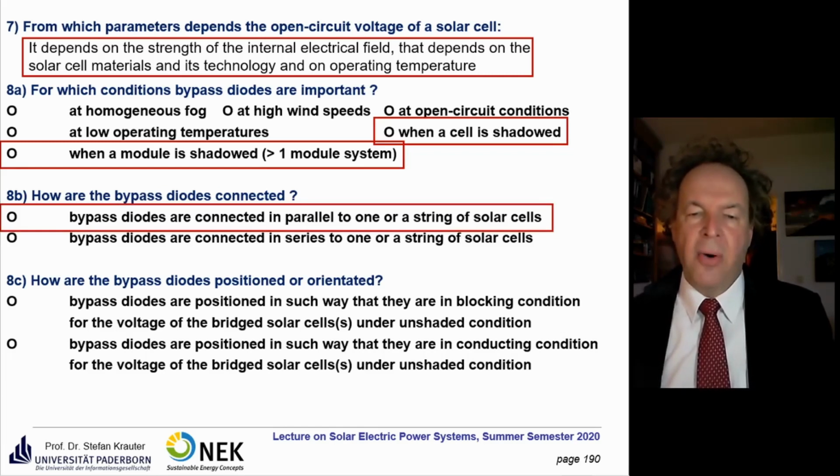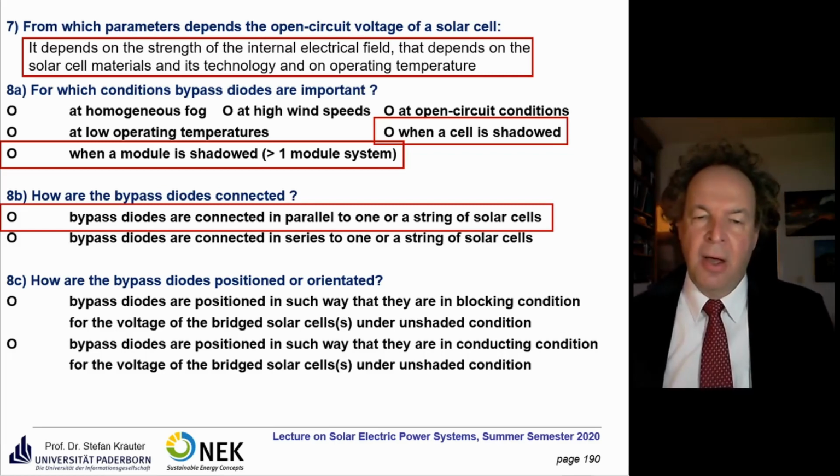8c, how are the bypass diodes positioned or orientated? Either the bypass diodes are positioned in such a way that they are in blocking conditions for the voltage of the bridged solar cells under unshaded conditions. If you see the bridged solar cell, it's already the answer of 8b. If they bridge, they must be in parallel. So I'm sure that 8b is correct as we answered it.